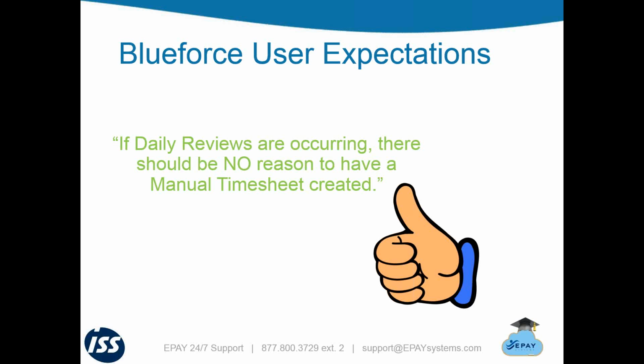Last Wednesday, I could barely even remember what I did yesterday, much less what I did last Wednesday. So keep that in mind. If your daily reviews are occurring, there should be no reason to have a manual timesheet created. Now, we do understand, obviously, you don't work 7 days a week, but from a daily review perspective, when you come back to the office, come back to the job site, at that point, review the days that you were out. At that point, it'll suffice.